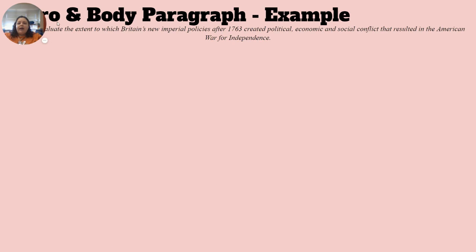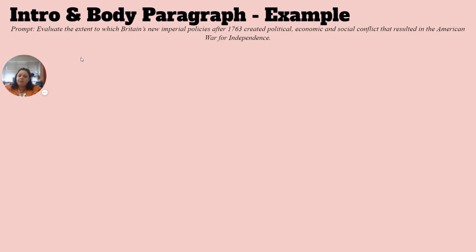Your writing guide has the first page, the prompt, is to evaluate the extent to which Britain's new imperial policies after 1763 created political, economic, and social conflict that resulted in the American War for Independence. So this is how the British policies caused the American War for Independence. It is a causation. Notice the prompt has 3 topics. It is requiring you to have 3 specific topics: political, economic, and social.